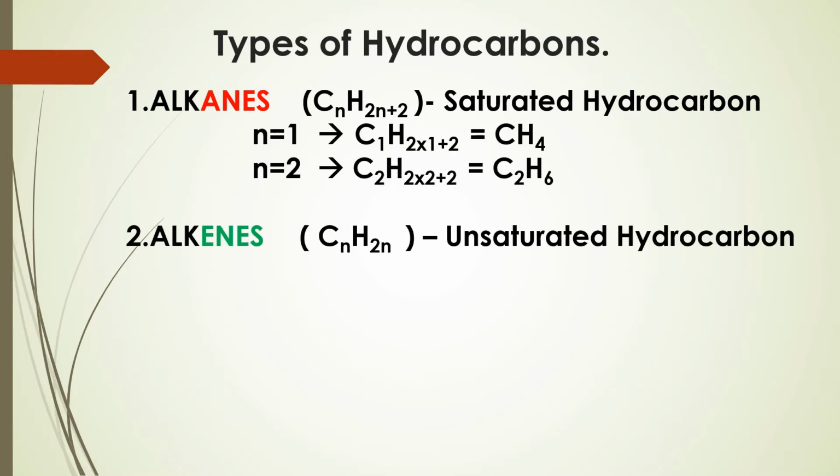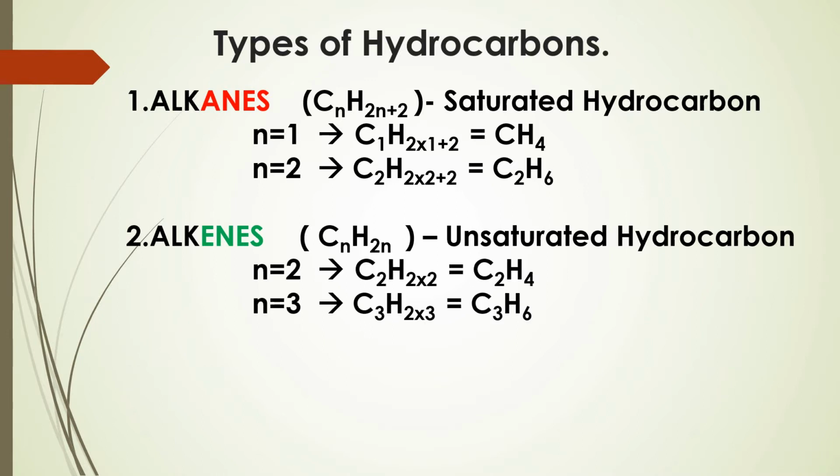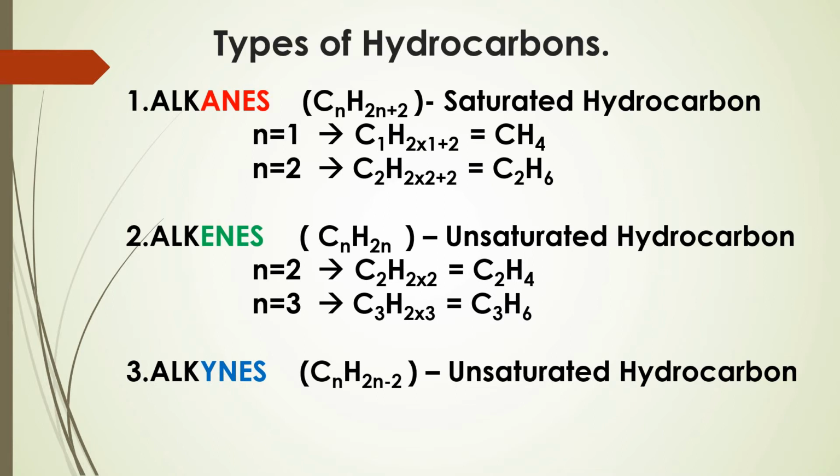Second type of hydrocarbons are alkenes having general formula CnH2n, and they are unsaturated hydrocarbons as there exists a double bond between two carbon atoms. And the third one is alkynes having general formula CnH2n-2. They are also called unsaturated hydrocarbons as they contain a triple bond between two carbon atoms.